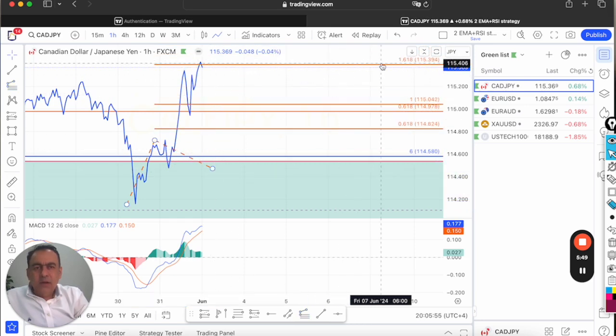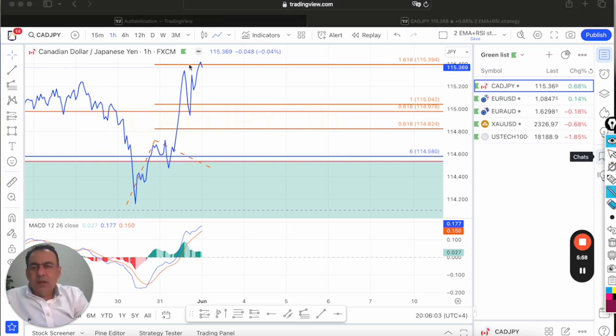and currently we are precisely at 1.618 Fib extension level. So usually the market reaches 1.618, then drops back to the 61 and continues the previous trend.